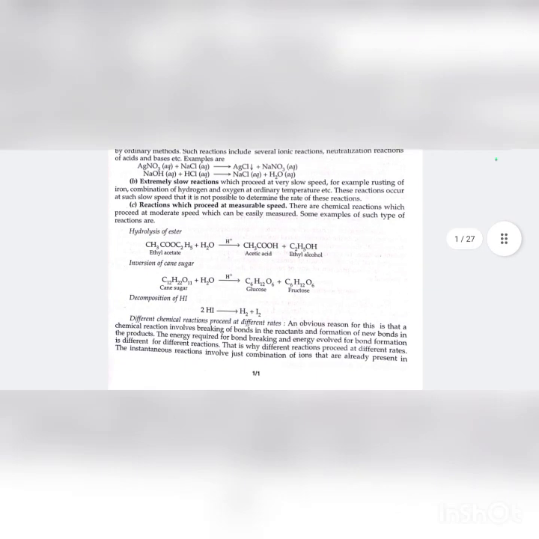These are chemical reactions which proceed at moderate speed which can be easily measured. Some examples of such type of reactions are hydrolysis of ester. Ethyl acetate plus H2O gives acetic acid plus ethyl alcohol. Inversion of cane sugar and decomposition of HI are also examples of these reactions.